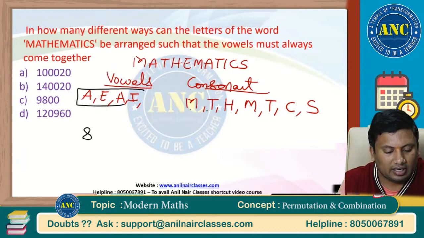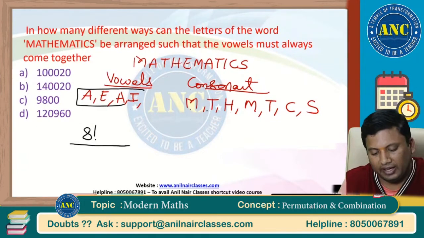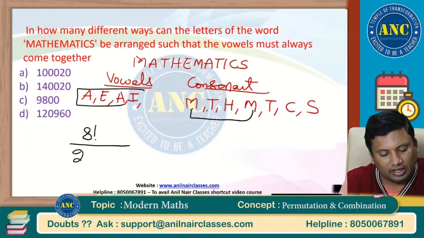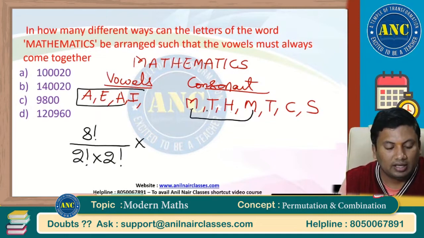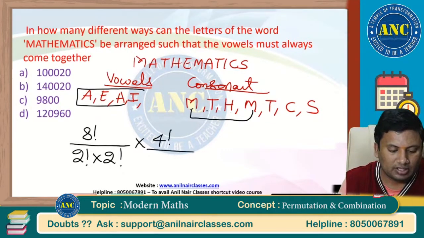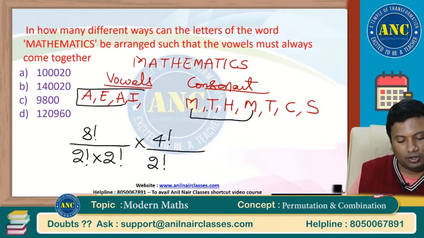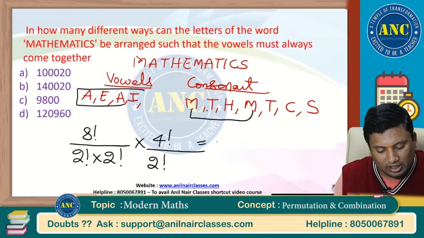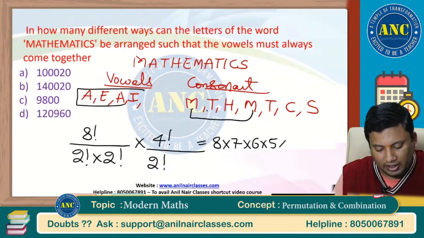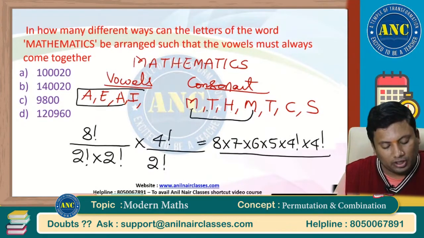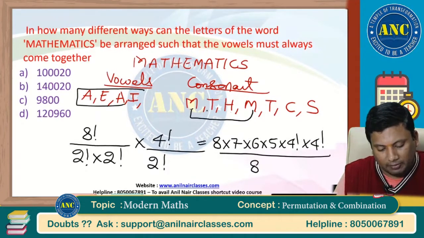All 7, and it is nothing but 8 factorial divided by M is written twice, so it is 2 factorial. T is written twice, so it is 2 factorial. 4 letters can be arranged among themselves in 4 factorial. A is written twice. So 8 factorial by 2 factorial into 2 factorial into 4 factorial by 2 factorial. This is nothing but 8 into 7 into 6 into 5 into 4 factorial into 4 factorial divided by 2 into 2 into 2, which is nothing but 8.